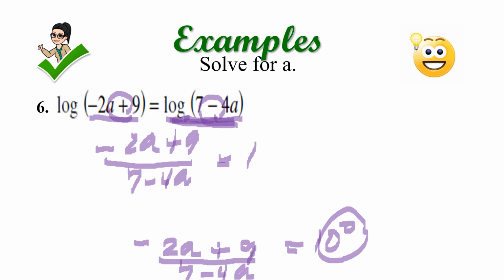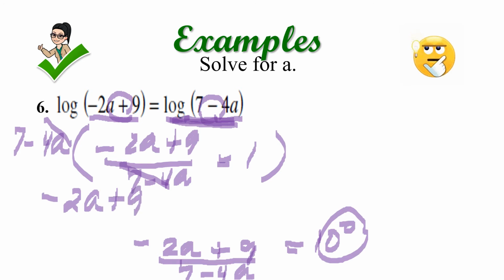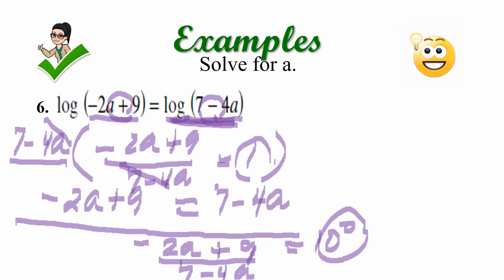Next, we have to simplify this now. We have to look for the value of a. When you see a denominator here, multiply both sides by 7 minus 4a. It's the denominator here. Multiplying 7 minus 4a, we can cancel this and this one. So negative 2a plus 9 will remain, equals, multiply 7 minus 4a by 1 here, then it will become 7 minus 4a.